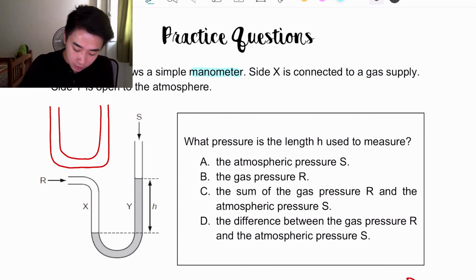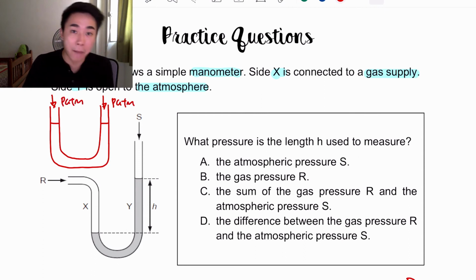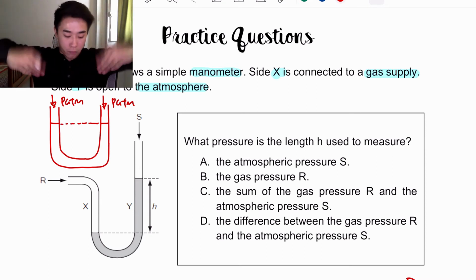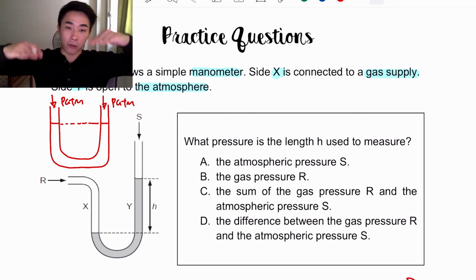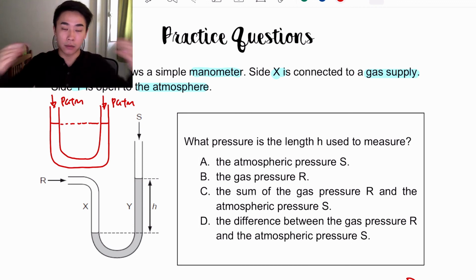Right, so a manometer has one side, X, connected to the gas supply, and another side, Y, that is open to the atmosphere. Now recall this, if I have both sides that are open to the atmosphere, right? So this side is going to be atmospheric pressure, and also this side is going to be atmospheric pressure. Then what will happen to the liquid column? Well, they will be at the same vertical height. Because imagine two people of the same force trying to press down on the same liquid in a manometer. Now, because they exert the same force, of course, the liquid level will stay at the same height, right? They'll be of the same height.